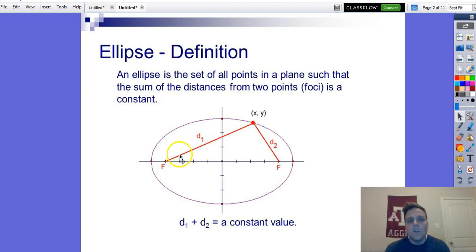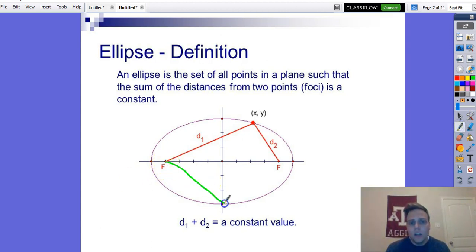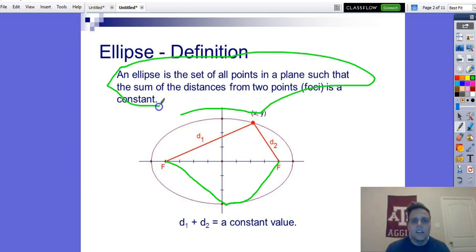So in other words, if I went from foci 1 to this point, and from foci 2 to this point, and I add those together, it would be the same number as if I went from foci 1 to some point right here, and foci 2 to some point right here. The distance here and the distance here, added together, would be the same distance as from here to here. That's what that means. But really, as far as the test goes, this definition is what you're going to see the most. You're going to need to know it.